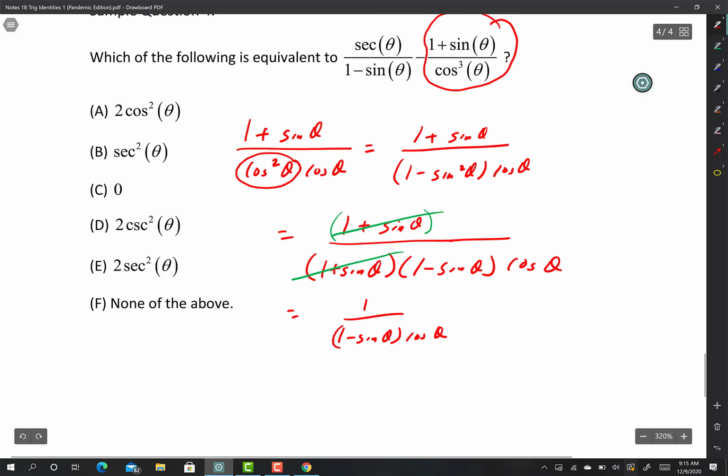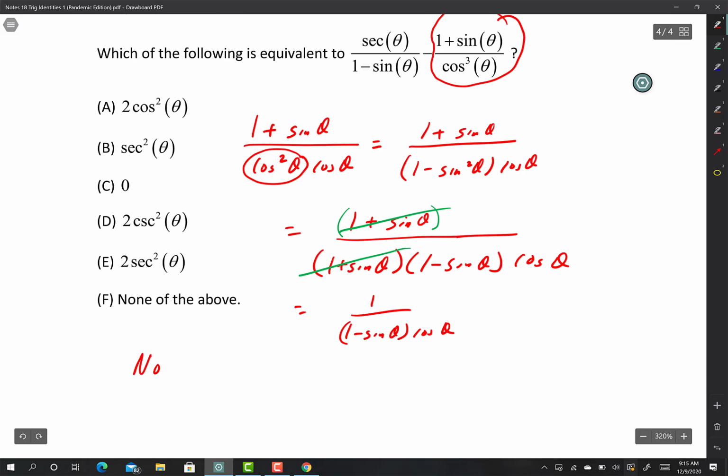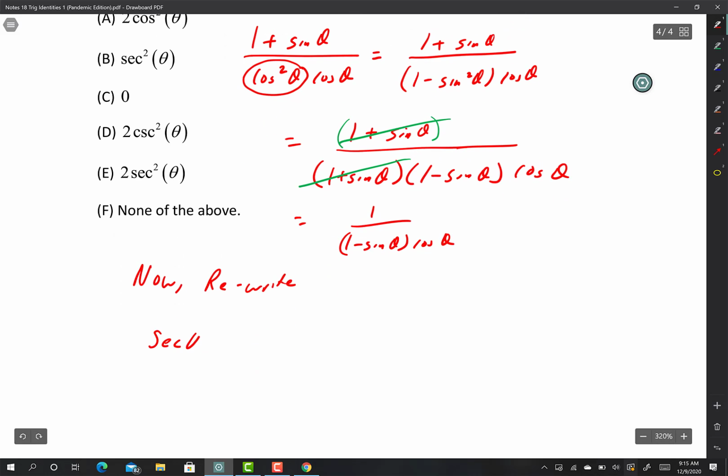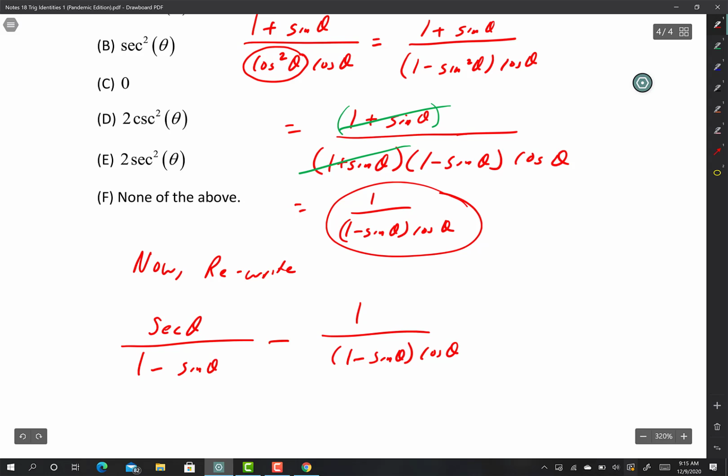All right, so now I'm ready. So now I'm going to write whatever I have left. Now, rewrite. I'm going to put the secant theta over 1 minus sine theta. Secant theta over 1 minus sine theta. Minus this guy, 1 over 1 minus sine theta, cosine theta. So at first glance, you're probably thinking, oh, I'm going to do common denominator. And you're right, you should.